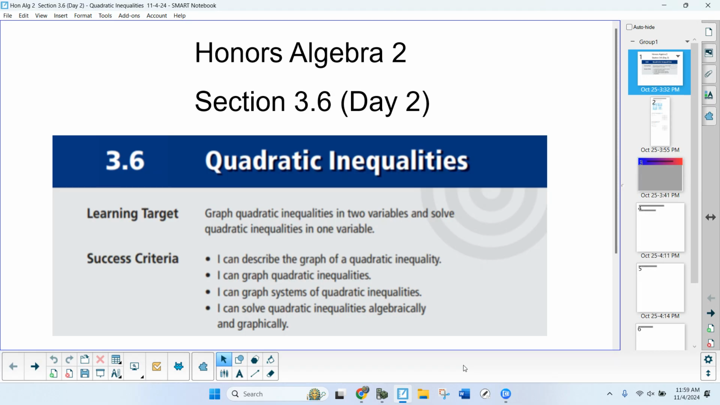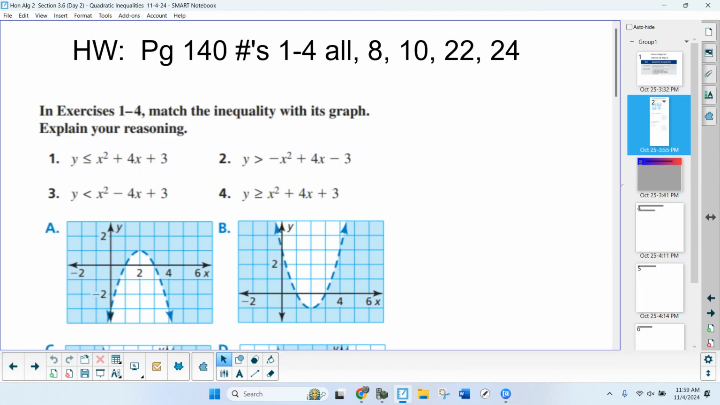Okay, so let's talk about today. So on Friday, we talked about graphing quadratic inequalities. That means that any number out here would be a solution. That would be a solution. Any number in the shaded region would be a solution. If your boundary parabola is dashed, it's not a solution. If it's solid, it is. Okay? Any questions? All right.